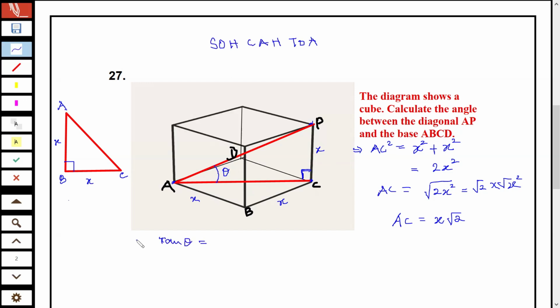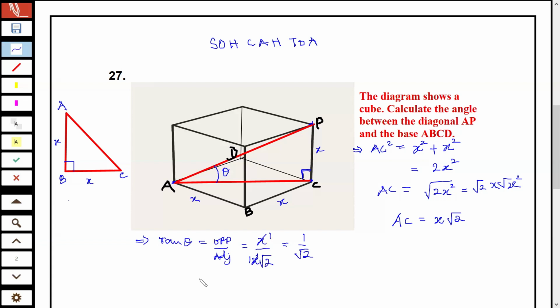So tan theta is equal to opposite over adjacent. Opposite, CP, is x, over adjacent AC, which is x root 2. Now, x divided by x root 2, x goes into x, that is 1. We're going to have just 1 over root 2 as the value for tan theta.